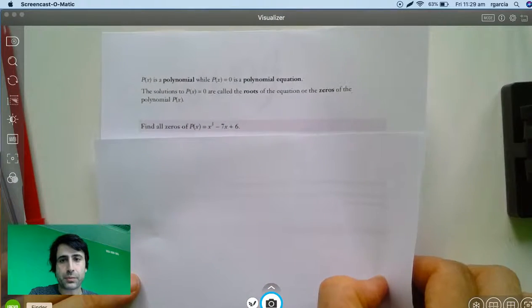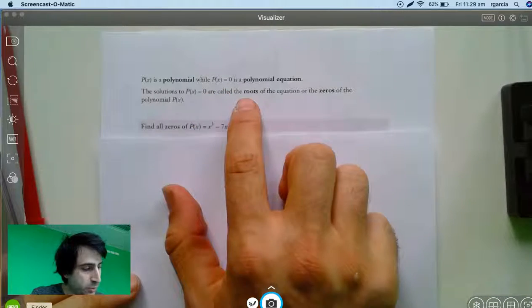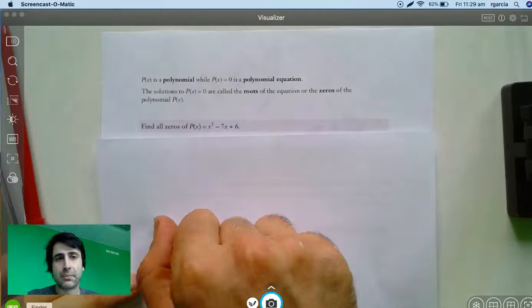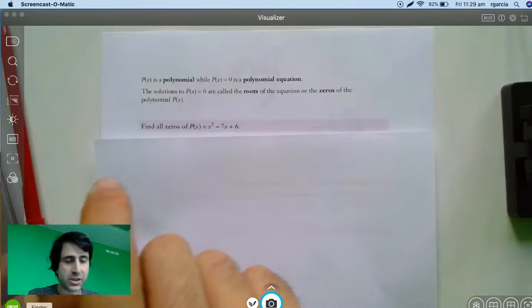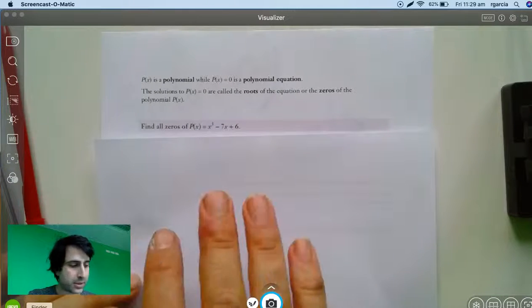If we've got a polynomial, you'll hear the words roots, you'll hear the words zeros. We've done all this before with quadratics. If you're finding the roots or the zeros, you're basically finding what x is. We're using null factor law in order to find out what x is.